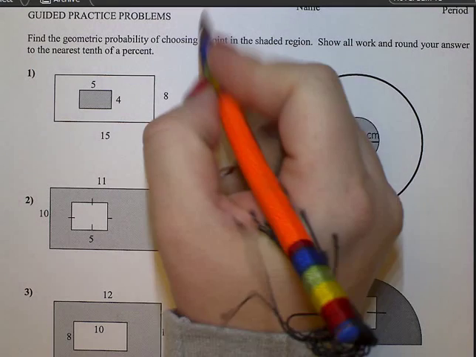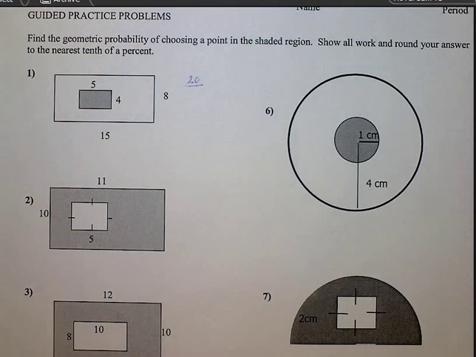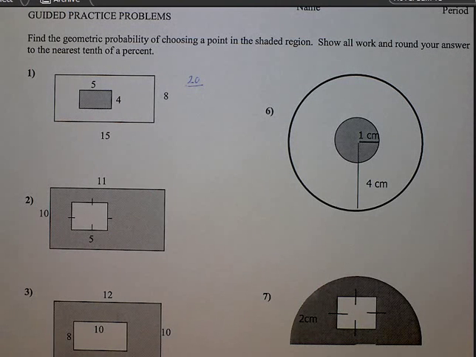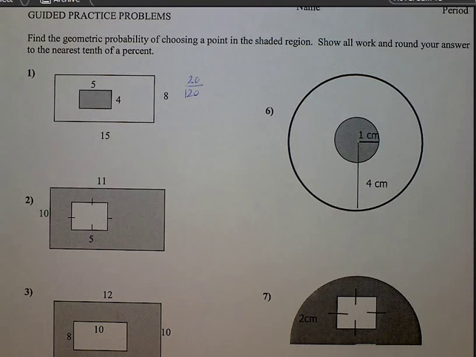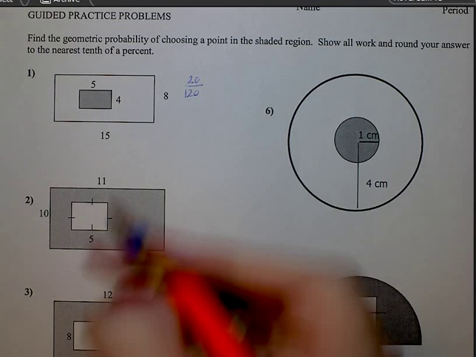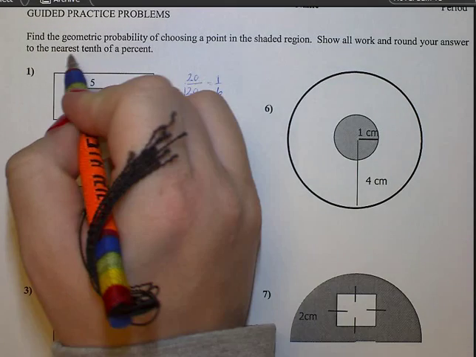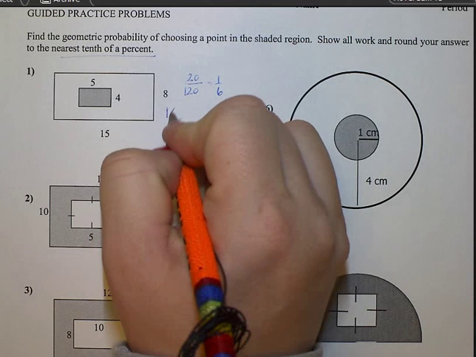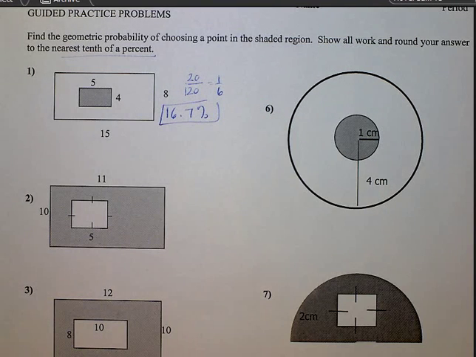We're going to do the area of the smaller region divided by the area of the larger region. So 5 times 4 is 20, and 8 times 15 is 120. And then we can go ahead and reduce that down. But for this particular problem, it doesn't tell us we have to put the final answer in reduced form. It actually asks us to write it as a percentage and round to the nearest tenth of a percent. So, 16.7%. My fault, 16.7.